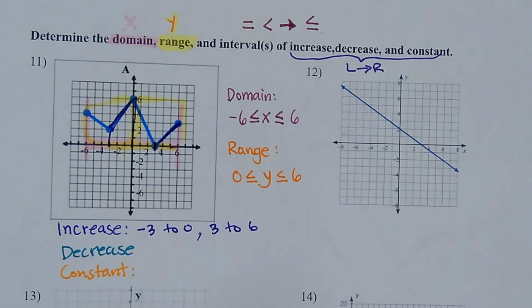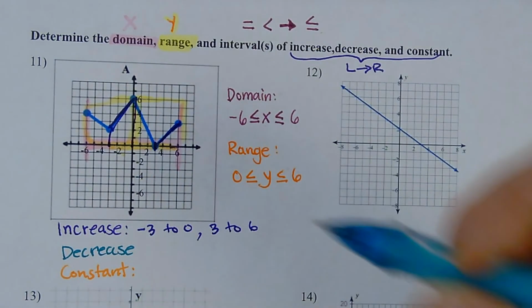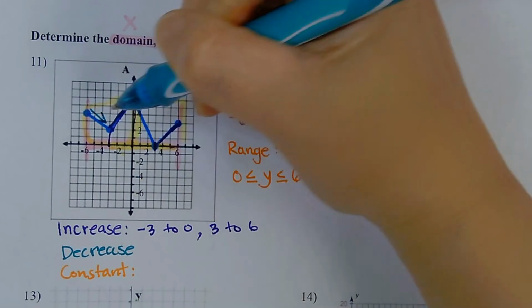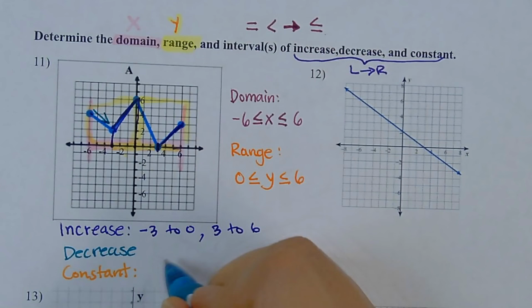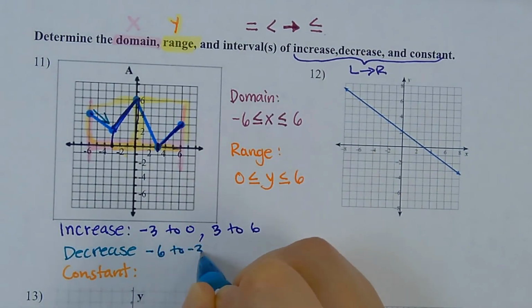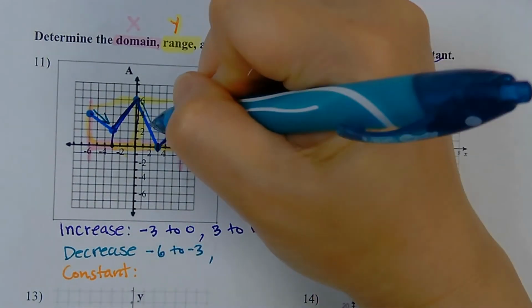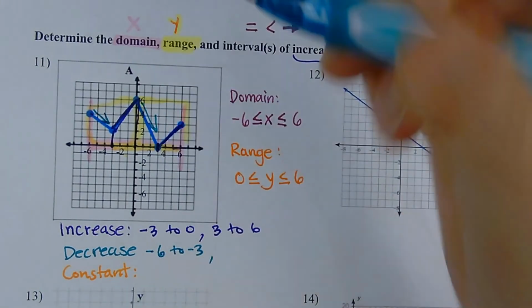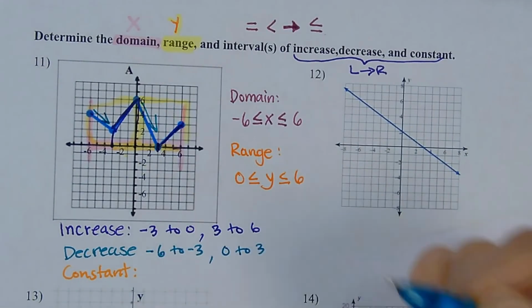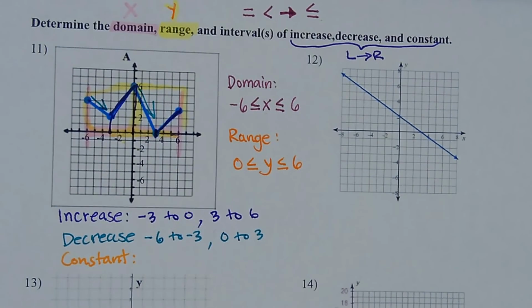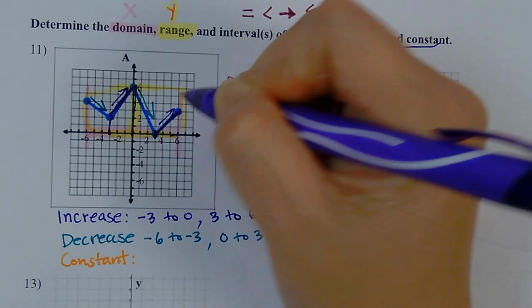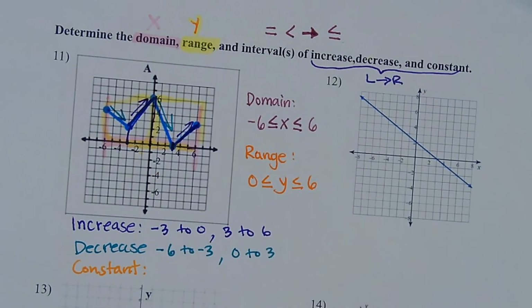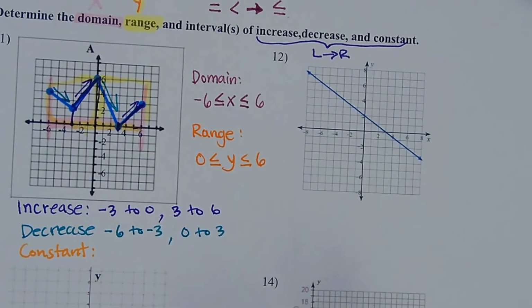Okay, and then when we're talking about decreasing, we're going smaller. So we're going down this way. So this is decreasing from -6 to -3. And then decreasing also over here from 0 to 3. All right, so that's how we determine that. Notice that we don't have anything that's constant. So if it's not constant, there's nothing there. You don't have to have all three.